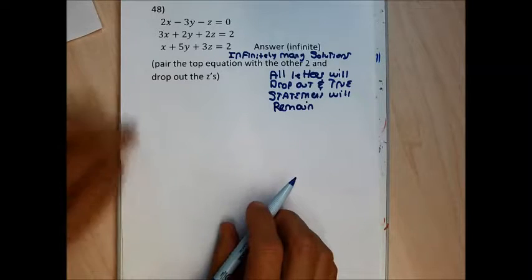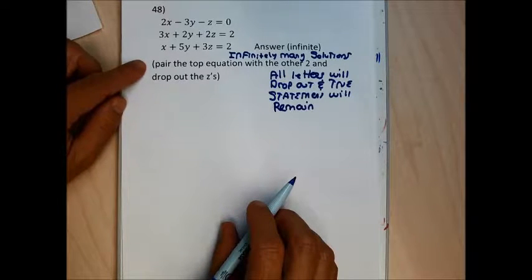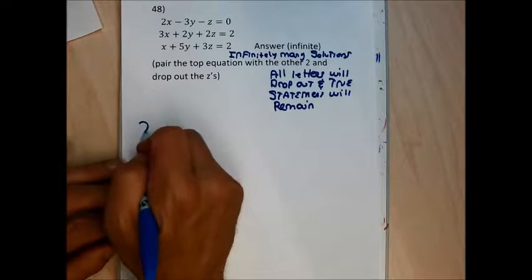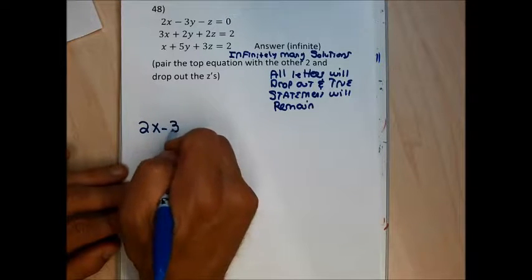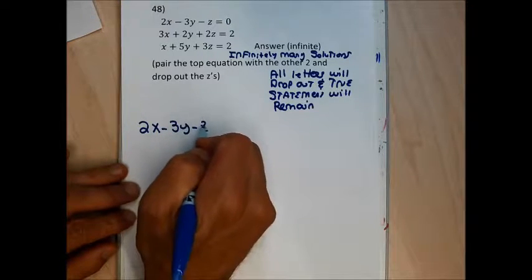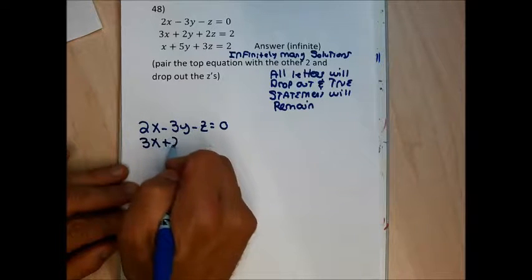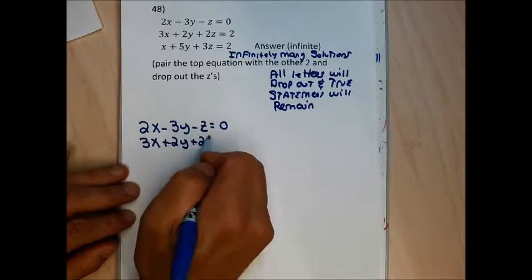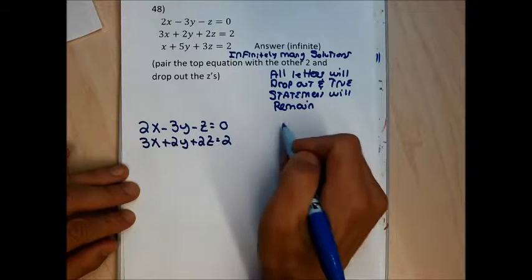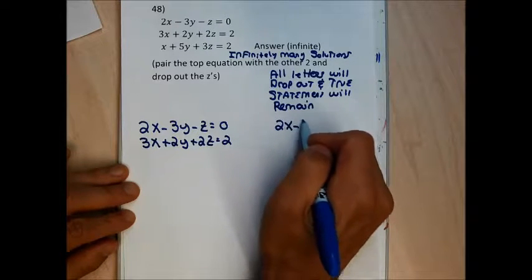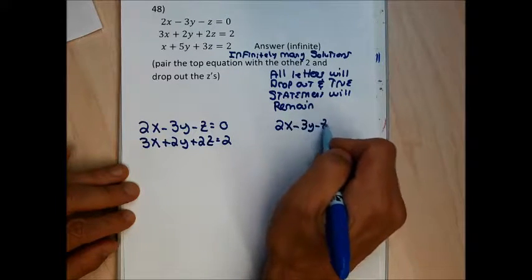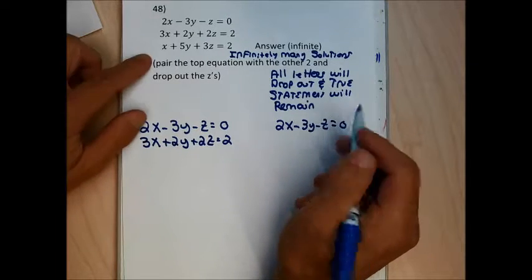So, my hint was to take the top equation, pair it with the other two. So I'm going to take the top equation, 2x minus 3y minus z equal to 0. Pair it with the middle. And then take that top equation, 2x minus 3y minus z equal to 0, and pair it with the bottom.